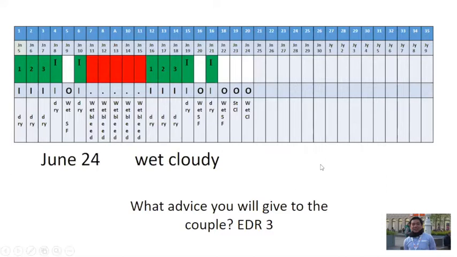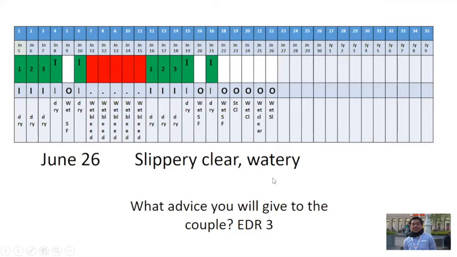June 24, wet, cloudy. EDR3, no genital contact. Circle is the symbol, white color. June 24 and 25, wet, clear, watery. The mucus becomes wet. Not only wet, but very clear like water. EDR3, no genital contact. June 26, slippery.